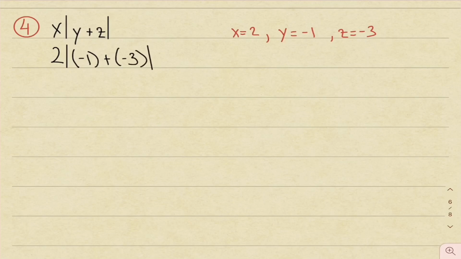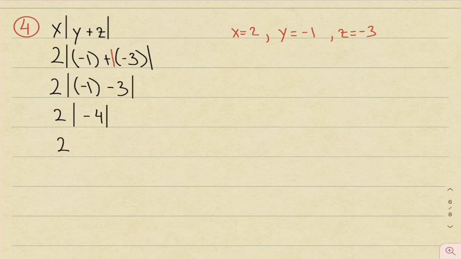Now I'm going to work inside of the absolute value. So I have negative 1. Now don't forget there's a 1 here in front of the parentheses that is multiplying the negative 3. So I have positive 1 times negative 3. That's going to be negative 3. I have 2. Instead of the absolute value, I have negative 1 minus 3. That's going to be negative 4.